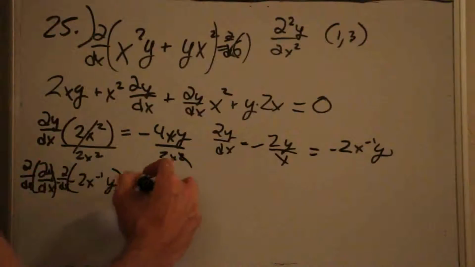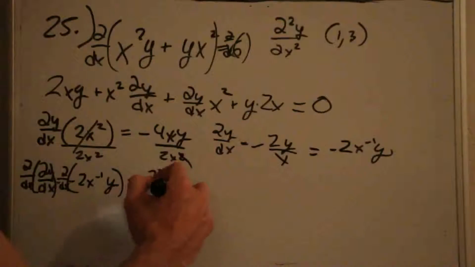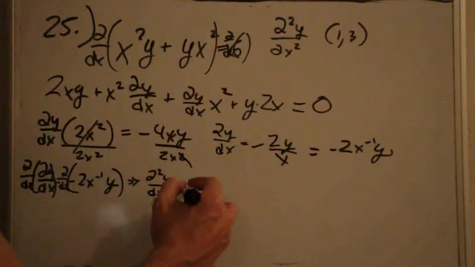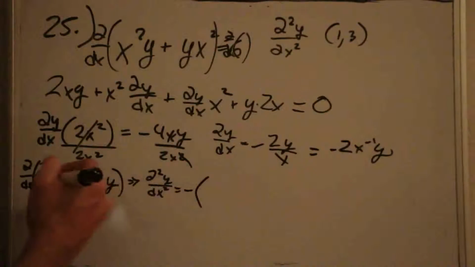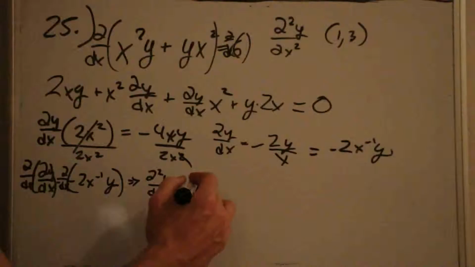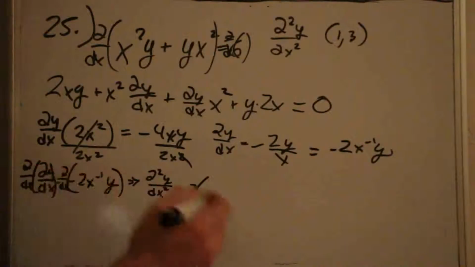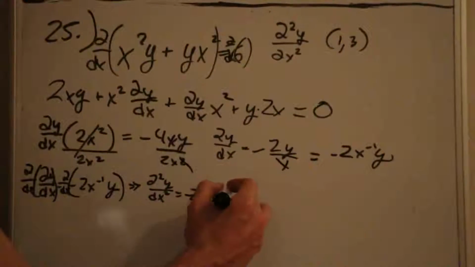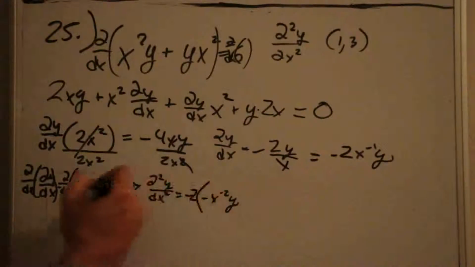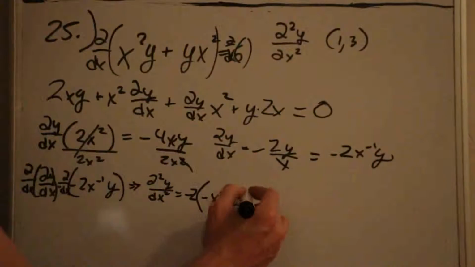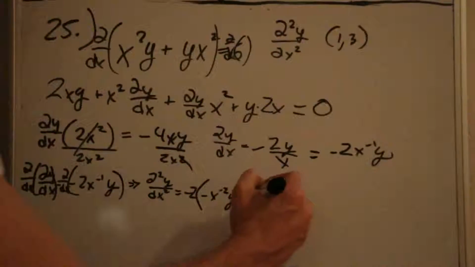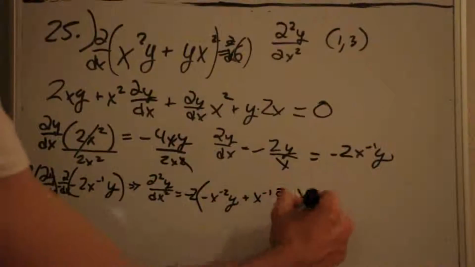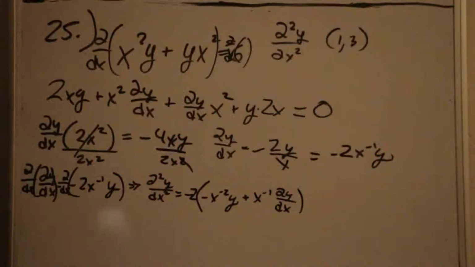So this just becomes the second derivative, d²y/dx² equals the derivative of this. Again, it's power rule. I'm going to take that negative 2, the whole thing, bring it to the front, makes my life easier. Then I take the derivative of the first, so that's negative x to the negative 2 y, and then plus the first times the derivative of the second, so it's x to the negative 1 dy/dx. So that's the whole answer really.